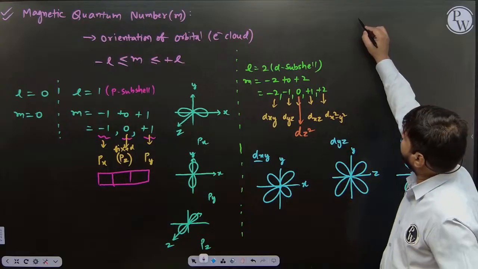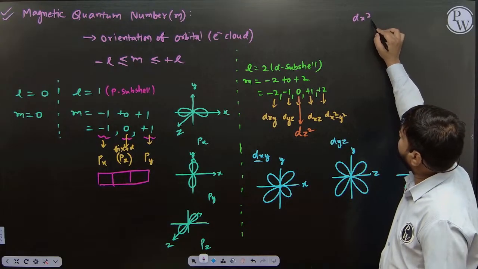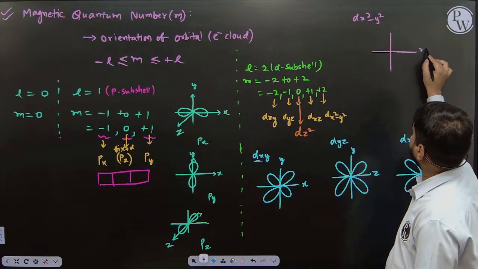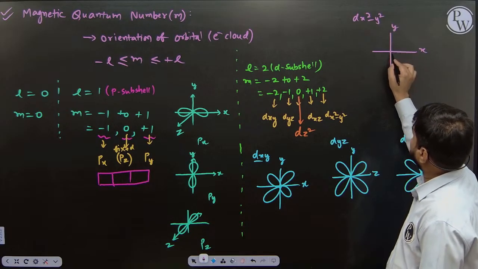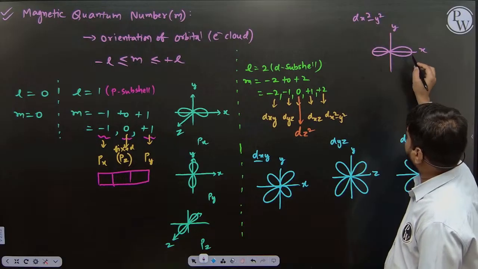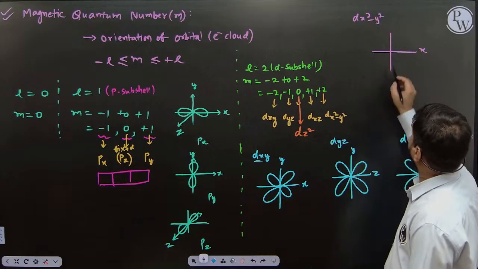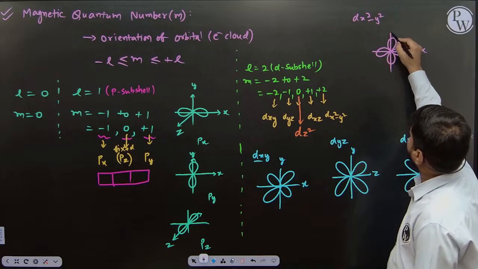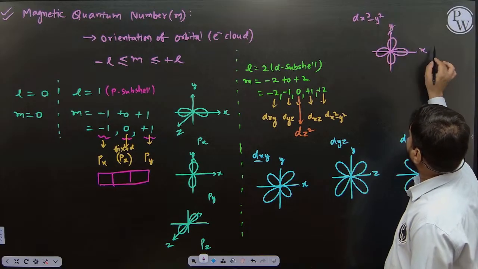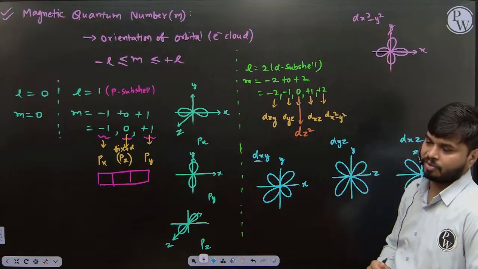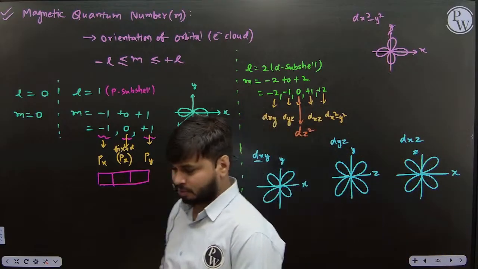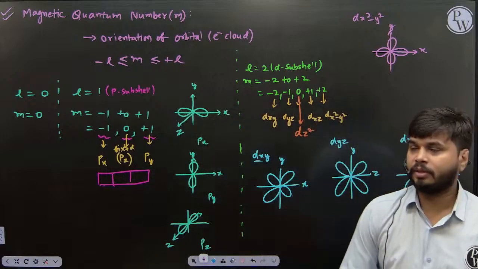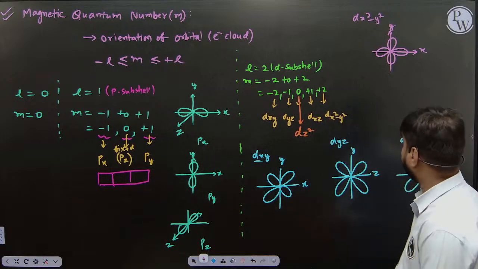Let's also talk about the dx square minus y square. Structure of dx square minus y square is like this: x direction, y direction. For this, electron density is present on both of the axes, x and y. So for the dx square minus y square, electron density is present on x axis as well as y axis. ठीक है.